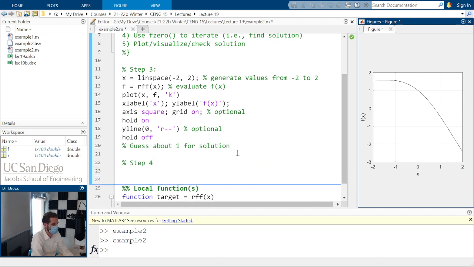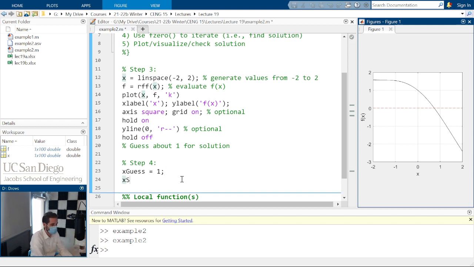And now we'll go on to step 4, which is to actually do the solving. So we do need a variable that represents our guess. I'm going to call that xguess, and we're going to set it equal to 1, because that's the value that I'm guessing. f0 is a function, it'll return a single value. The thing that it's going to return to you is your root. And so that is the solution to our problem.